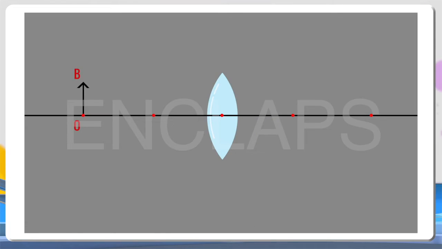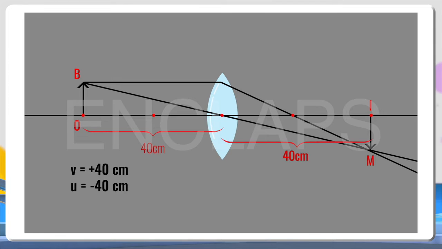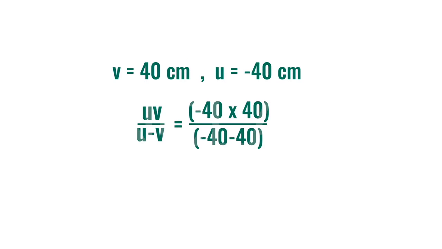Now, we are placing the object 40 centimeters away from the lens. By drawing the ray diagram, we can see that the image is formed at a distance of 40 centimeters from the lens. The image distance is positive. So, v is equal to 40 centimeters and u is equal to negative 40 centimeters. So, uv divided by u minus v is equal to negative 40 into 40 divided by negative 40 minus 40, which is equal to 20 centimeters.